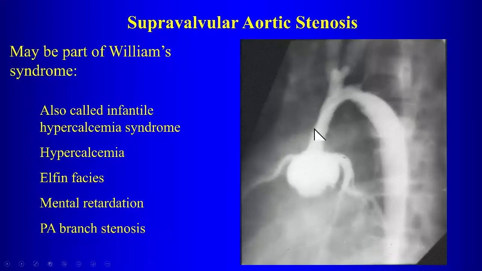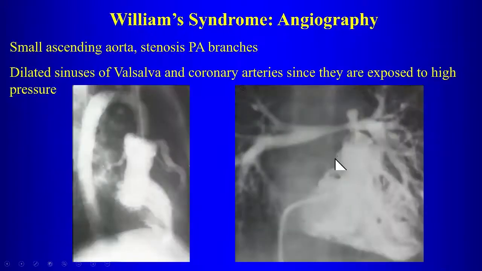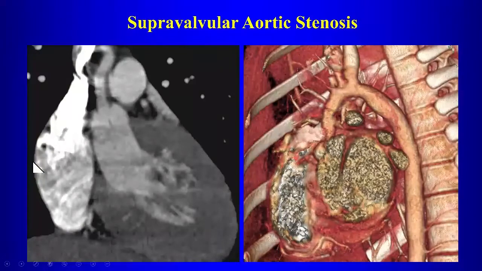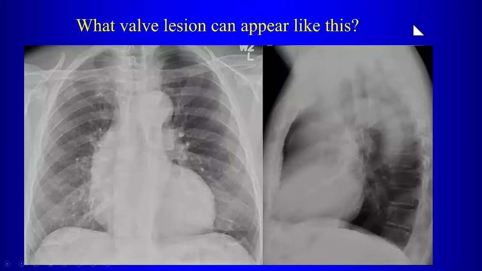So here's the narrowing of the supravalvular portion of the aorta in this case. And they can have stenosis with Williams syndrome in other locations also. So you can see the supravalvular stenosis here, and this patient also has stenosis involving the pulmonary arteries. So that's what we can see with Williams syndrome, dilated sinuses of Valsalva and coronary arteries because of the high pressure. So that you might also see with this. So, another example of supravalvular aortic stenosis. So narrowing of the aorta above the level of the aortic valve.